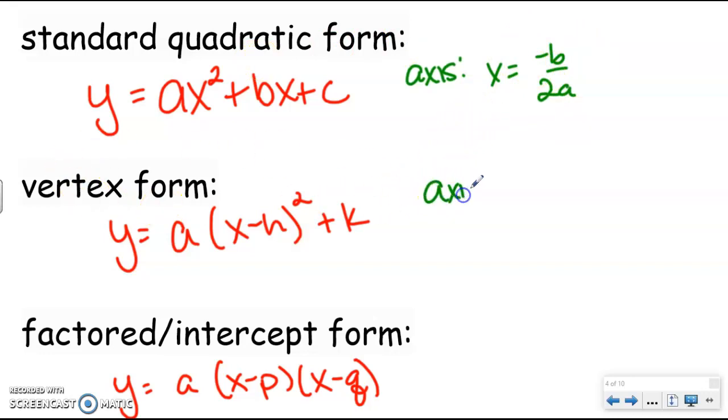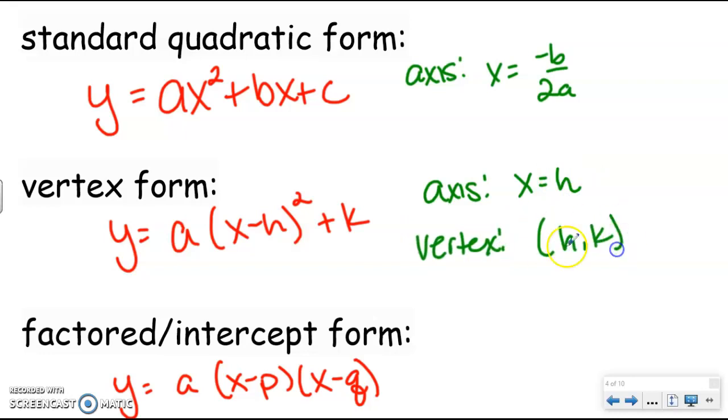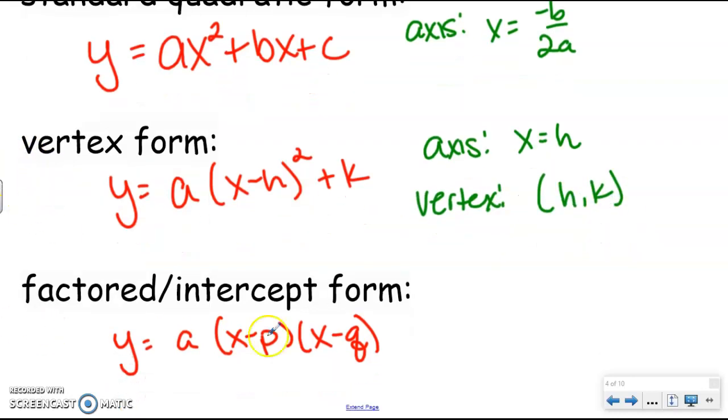For the axis in vertex form, you are going to take the opposite of whatever's in your parentheses here, since it's a minus. So if it's a positive 2, your axis is negative 2. And then your vertex is actually going to be the point (h, k), so you don't need to do any extra work there. And then in factored or intercept form, we actually have our x-intercepts at the points (p, 0) and (q, 0).